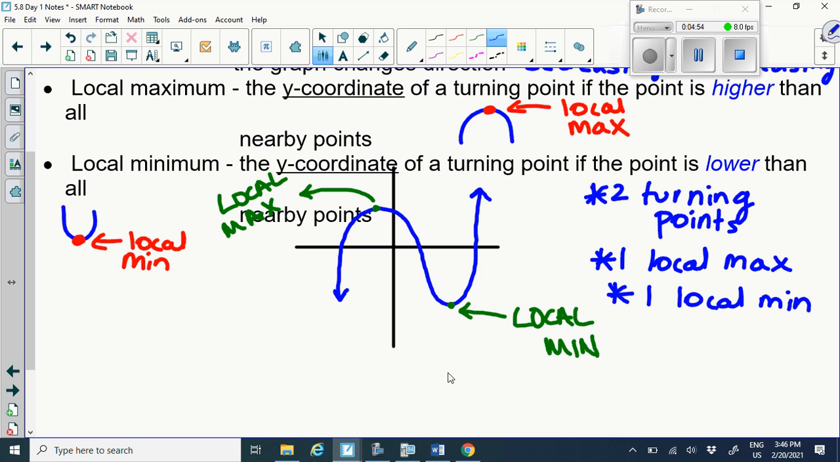Okay, make sure you watch the next part. We are now going to use the graphing calculator to find minimums, maximums, and x-intercepts.